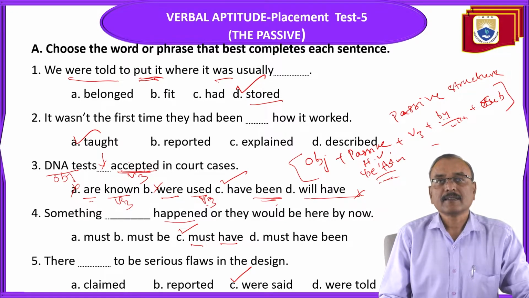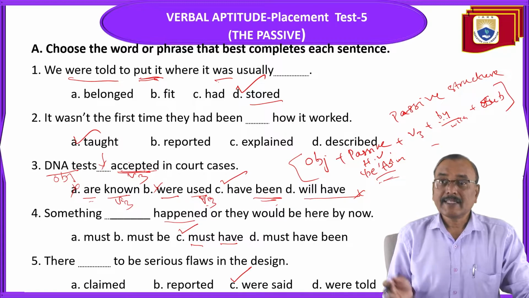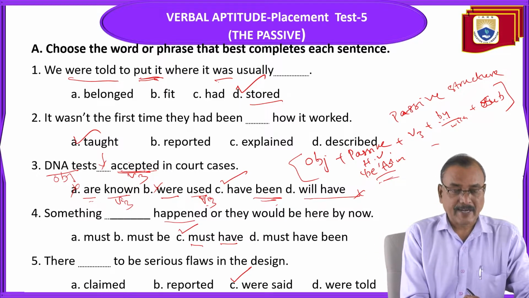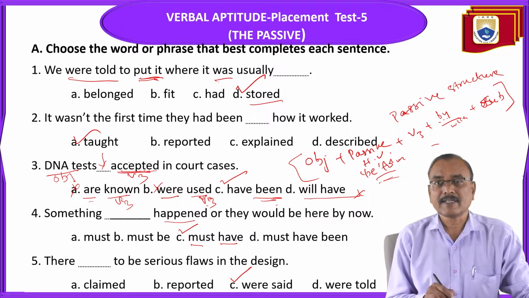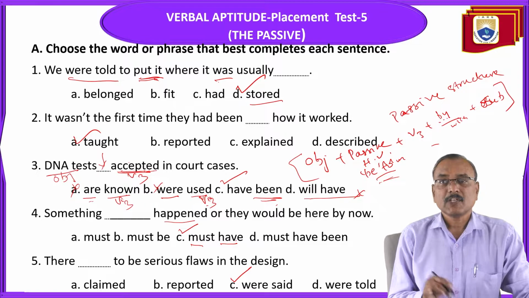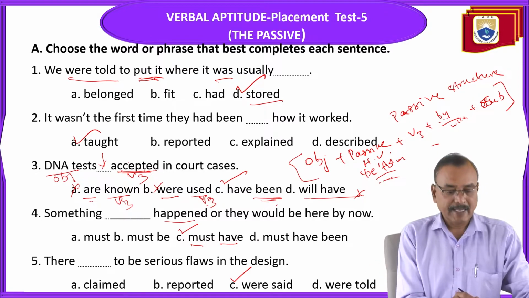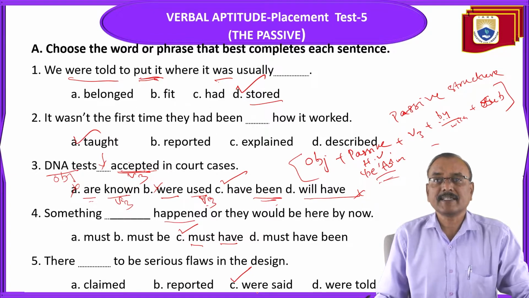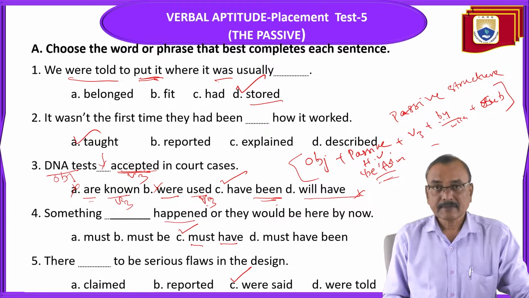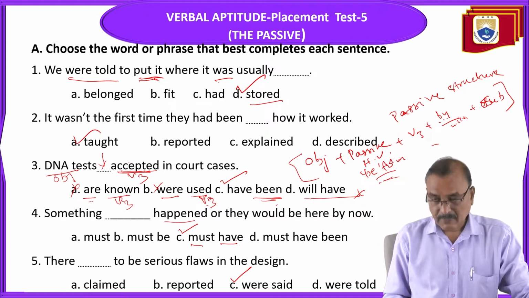Okay? Is it clear? You can say "they were said" if it is "they", T-H-E-Y. If it is persons, you can say "they were told". If a person is not there, it is "there". There were said to be serious flaws in the design. Okay? Right.